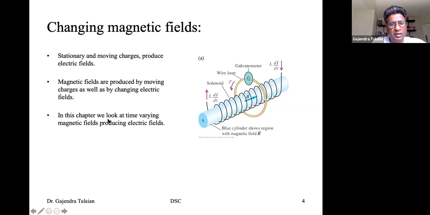So we're looking at ∂B/∂t producing electric fields. Okay, so that's what this chapter is about.